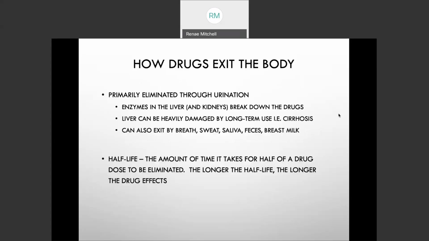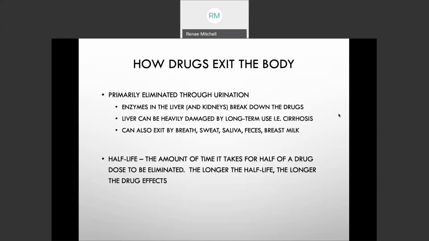So we talked about how drugs get into the body, and then drugs, once they are used by the body, also have to exit the body. And so the primary way that drugs leave the body is through urination. Enzymes in the liver and kidneys break down the drug as it moves through the bloodstream. The blood flows into the liver, flows into the kidneys, and these are the filtration systems of the body, which start to break the drug down to eliminate it through urination.